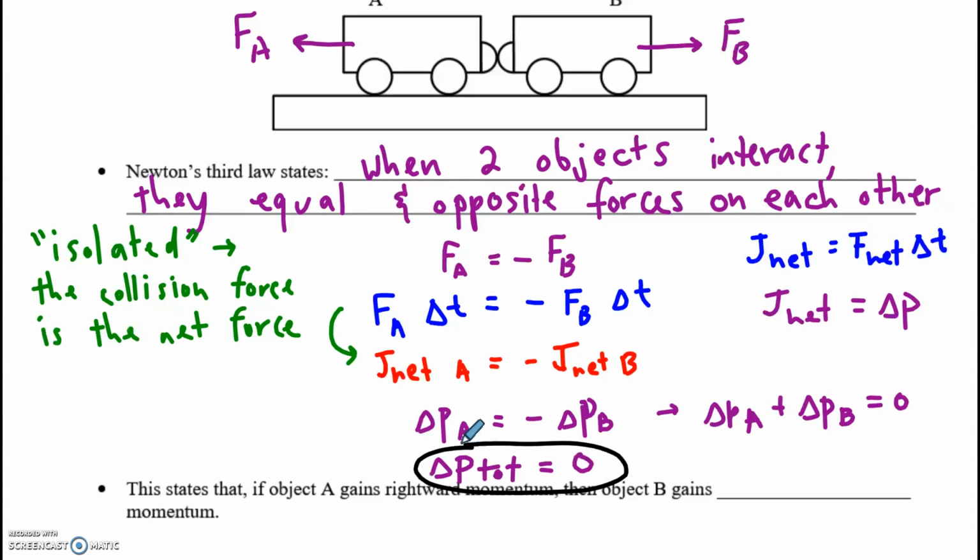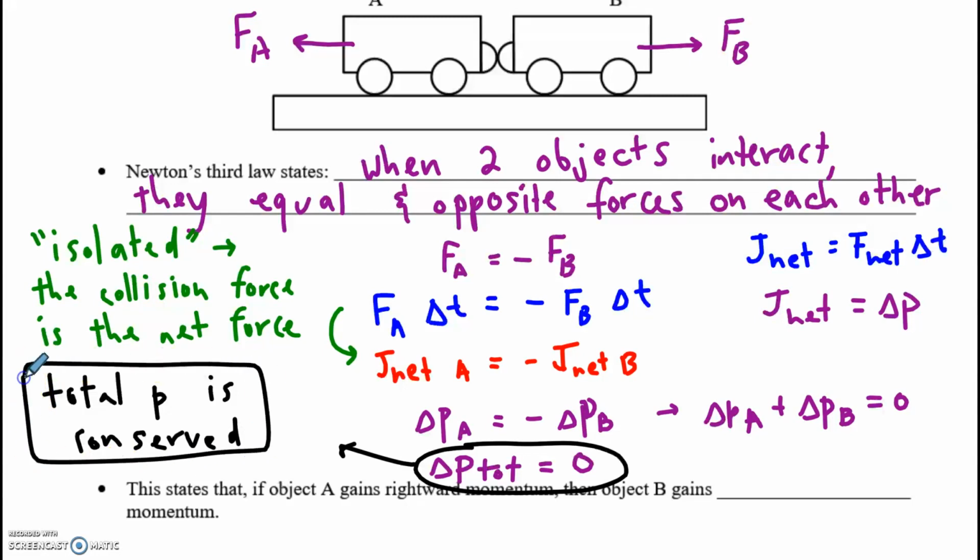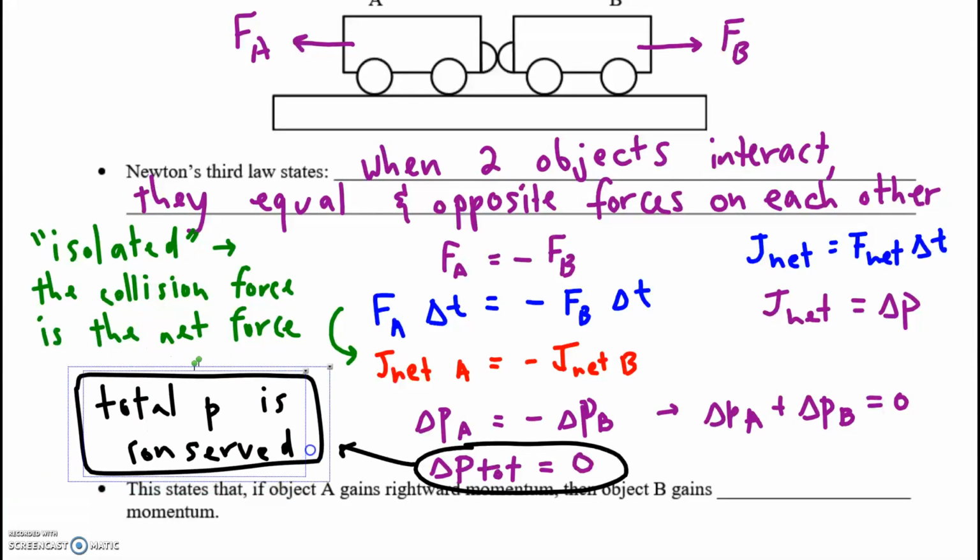Because if the total change is 0, then the total momentum does not change. The value stays the same. This effectively states the total momentum stays the same, or, in other words, is conserved. And that's going to be a really important concept, and both a concept and also an equation in the end. We'll use this both conceptually and in an equation.